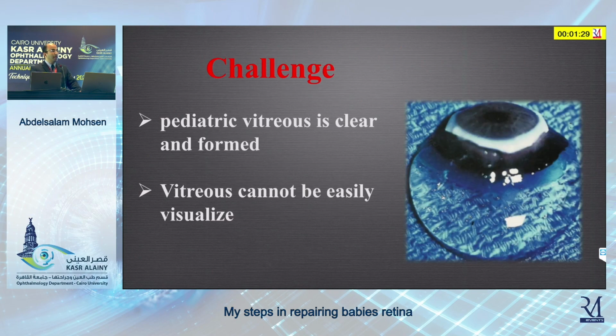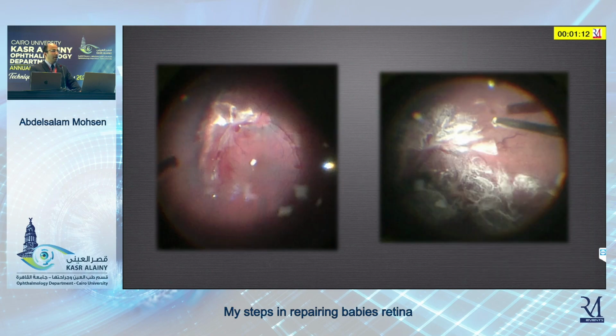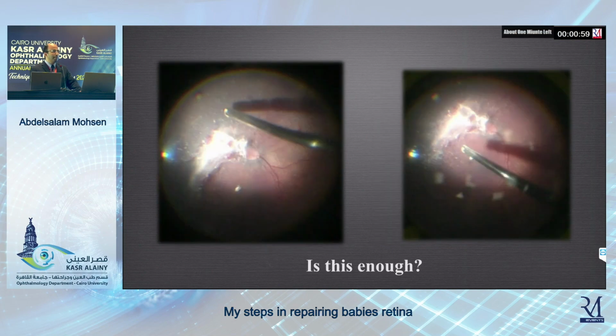But the challenge in pediatric vitrectomy is the pediatric vitreous. It is very clear and formed, and it cannot be easily visualized as in adults. So we may depend on signs such as movement of the underlying retina and the relaxation of the attached retina. But is this enough? No, it's not enough. In the picture on the left, I thought that I had removed the whole vitreous, but by injecting Kenacort, I found that a huge amount of vitreous was left behind. So injection of Kenacort is essential.